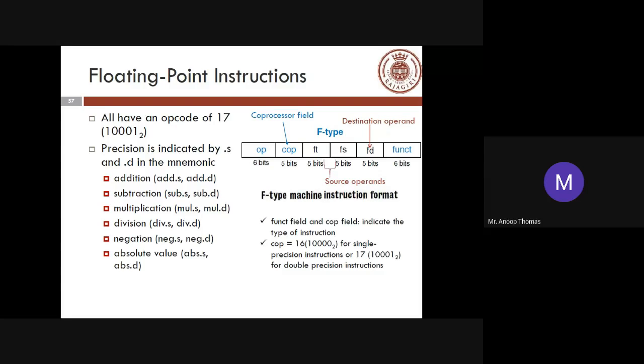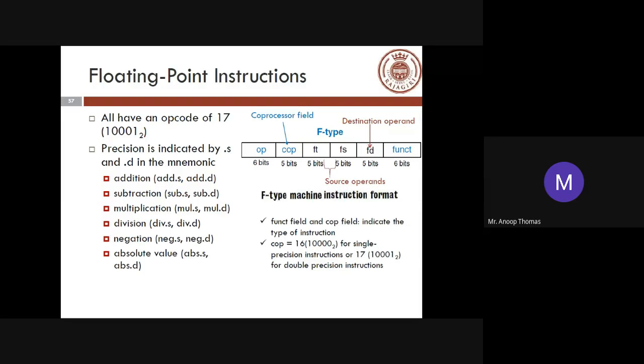OP gives information about whether it's a coprocessor instruction. COP tells you whether it's a single precision operation or a double precision operation: 16 represents single precision, 17 represents double precision. The function field describes what instruction is going to happen. So these are the instructions which are supported: addition, subtraction, multiplication, division, negation, etc. These are the 6 instructions supported under your floating point instruction set.